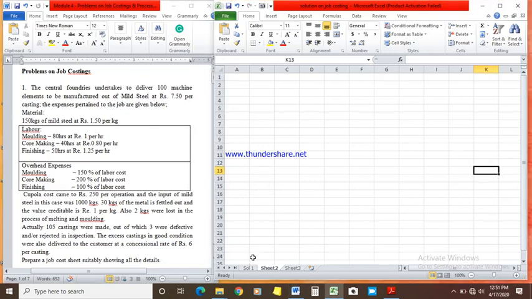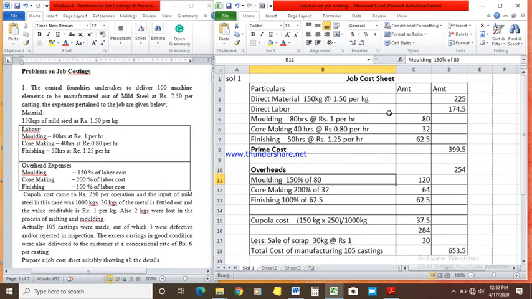In order to save time, I have prepared the content and the solution, wherein I'll be explaining step by step. The first part is we need to put the title, job cost sheet. Then particulars, amount column, 2 amount columns, an inner column for workings and the outer column for writing the final figure. Now let's start with the first one. The direct material, in this case, is given as 150 kg of mild steel at 1 rupee 50 paisa per kg.